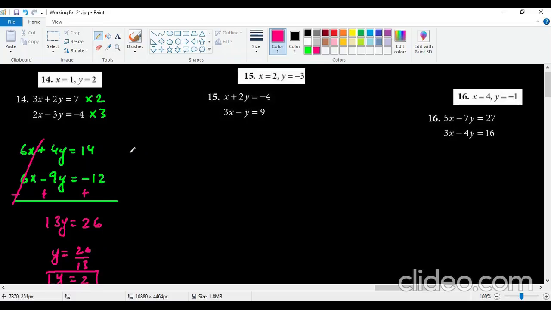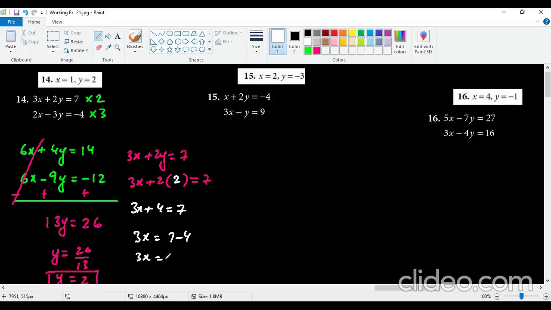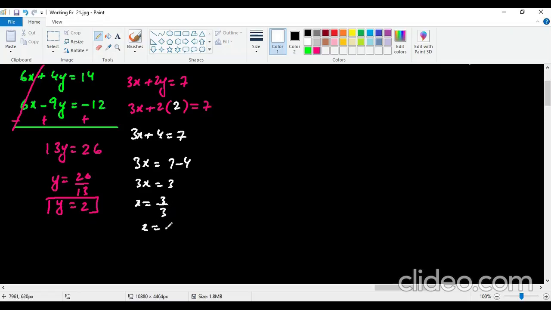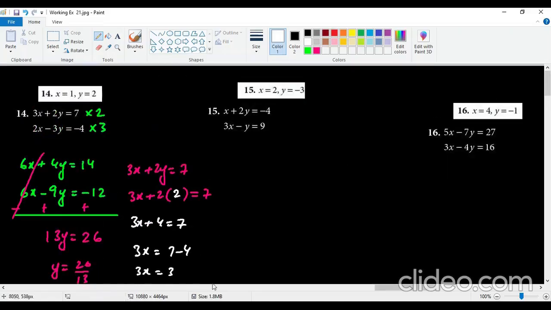Now finding out the value of x. So 3x plus 2y equals 7, and 3x plus 2 in the bracket I will use the value of y. The value of y is given as 2. So 3x plus 4 equals 7. So 3x will be equal to 7 minus 4. So 3x will be equal to 3, and x will be equal to 3 over 3, which is giving us x equals 1. Moving on to the next question, which is question number 15.